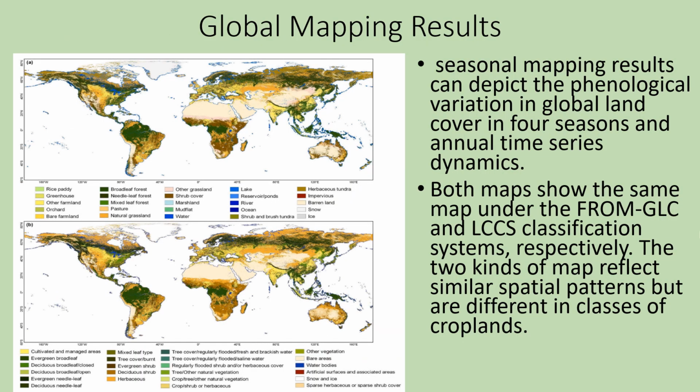Getting into the global mapping results here, this is what the authors have done all their work for. So we're finally getting into the meat and potatoes of this paper. Both these maps look similar at first sight, and there's some color codes there at the bottom that you can match the colors up with. But they're both using GLC and LCC classification systems. There were a couple of differences in these maps.